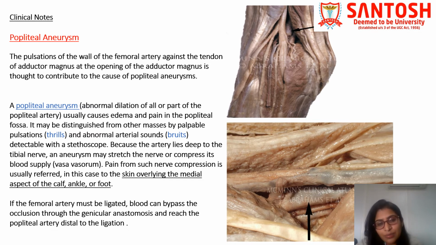Because the artery lies deep to the tibial nerve, an aneurysm may stretch the nerve or compress its blood supply, and pain from such nerve compression is usually referred into the area supplied by the nerve, as in this case, the skin overlying the medial aspect of the calf, ankle, or the foot. Another important part is that if the femoral artery must be ligated, blood can bypass the occlusion through the genicular anastomosis and reach the popliteal artery distal to the ligation.